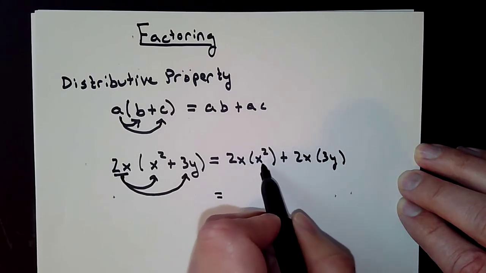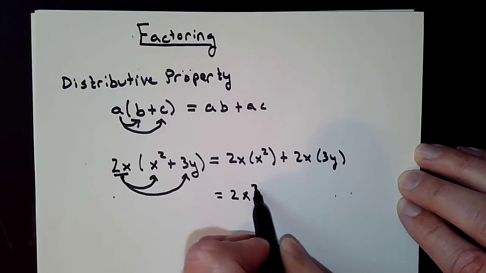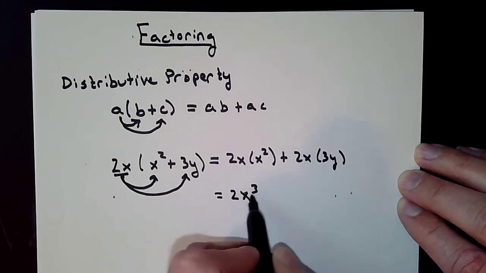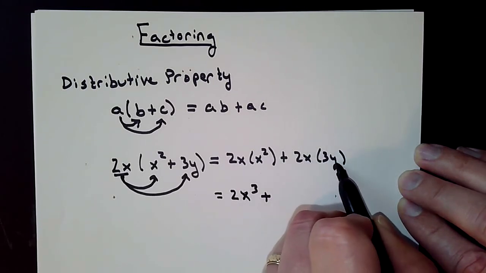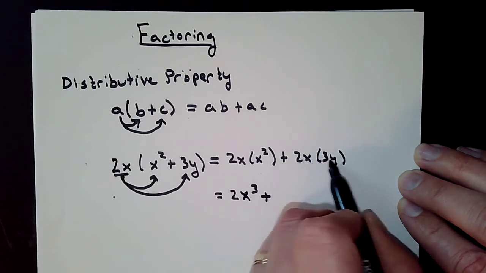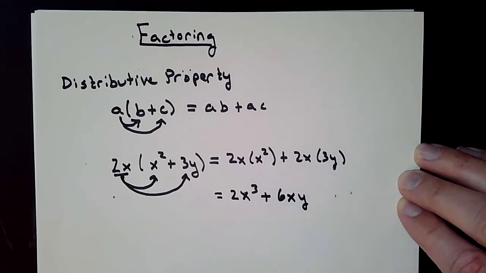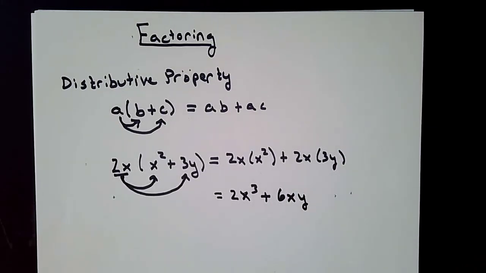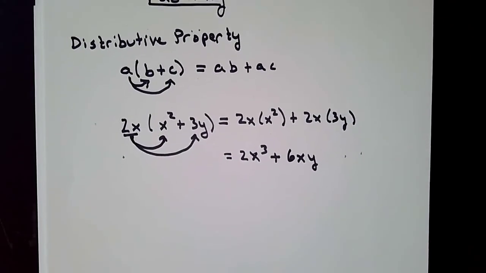2 times x squared is 2x cubed. This is 2 times x times 3 times y, and because it's all multiplication, we can rearrange the order and get 2 times 3 is 6 times x times y. So this is the distributive property, multiplying through. Factoring is going to basically be using the distributive property backwards.